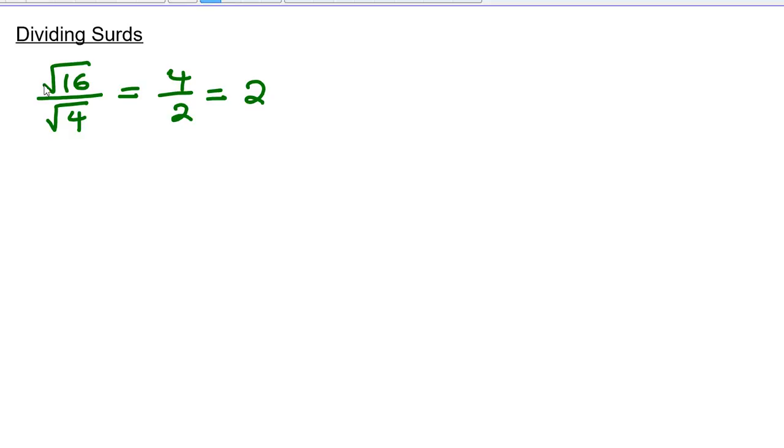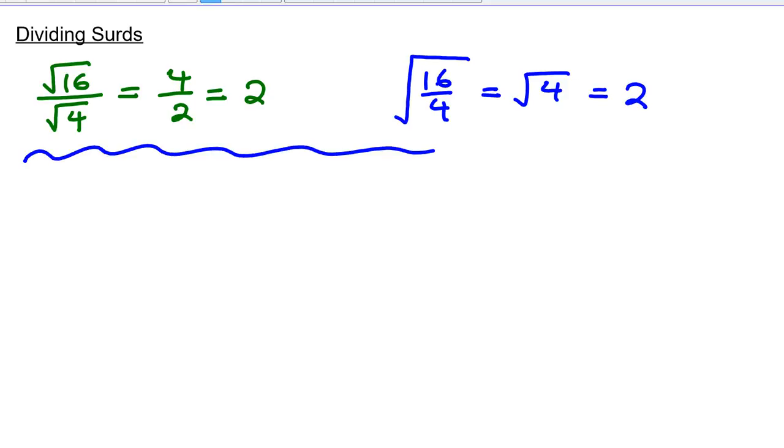Suppose this question was rephrased this way. You're asked to find the square root of 16 divided by 4. Do you think we'll end up with the same answer? Let's find out. What you can do here is to start by finding out what 16 divided by 4 is, which is just 4. And of course the square root of 4 is 2. And you can say that we are actually ending up with the same answers here.